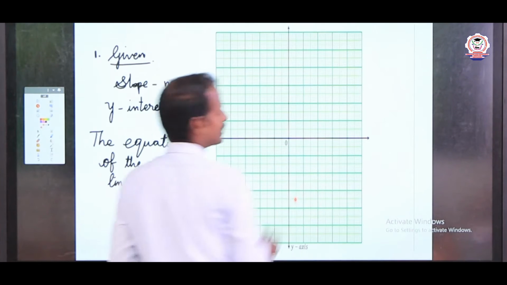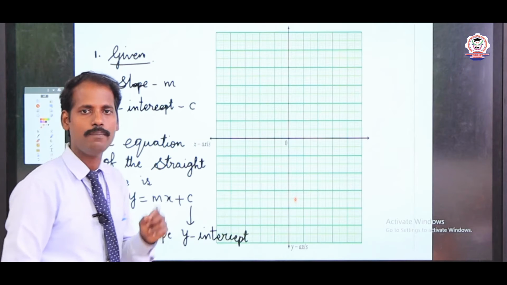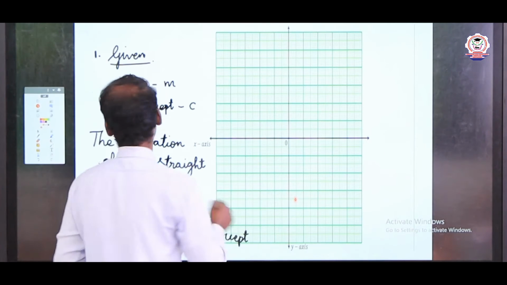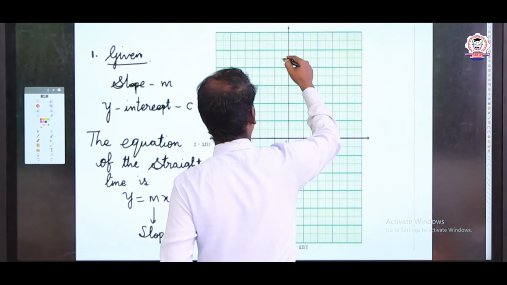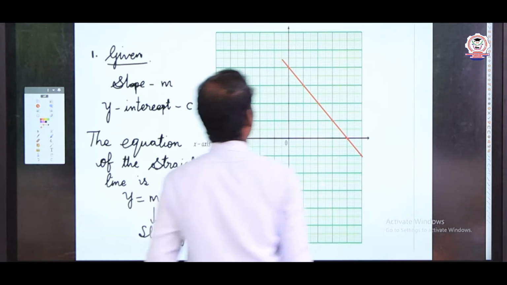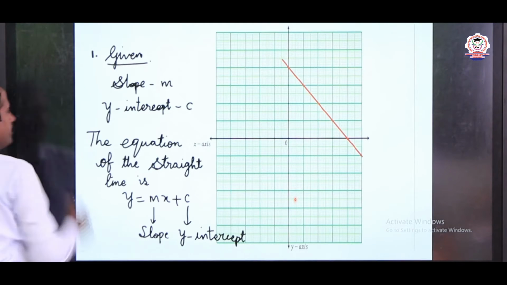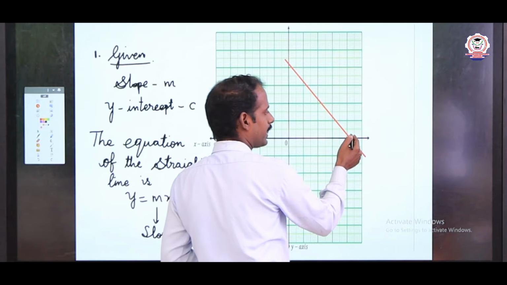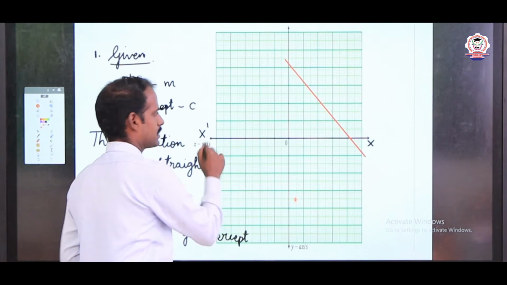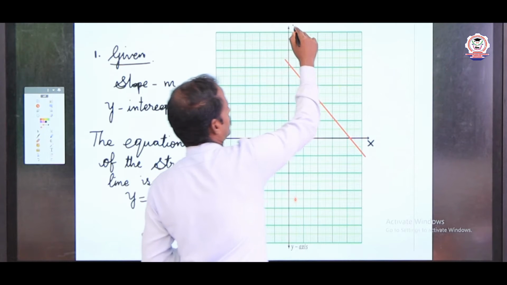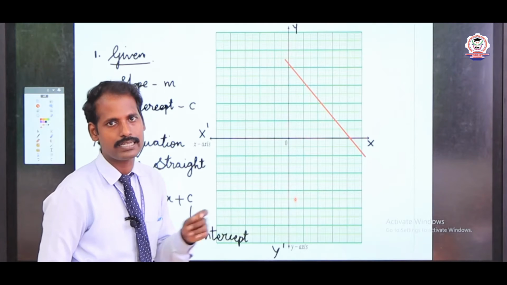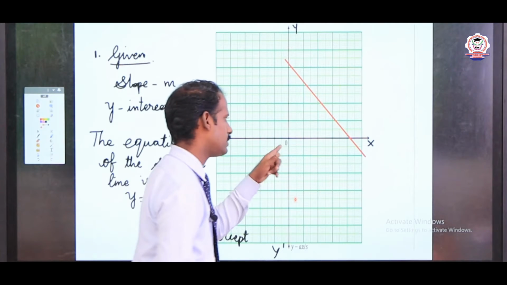The point where the line intersects the x-axis is called the x-intercept. The point where the line intersects the y-axis is called the y-intercept. For example, we can draw a line. This is a line. Now here, this horizontal line is called the x-axis, x dash x is the x-axis, and the vertical line is called the y-axis, this is y dash. The x-axis and y-axis intersecting point is called the origin, that is O.